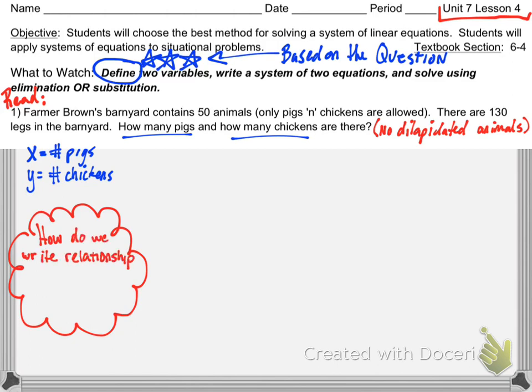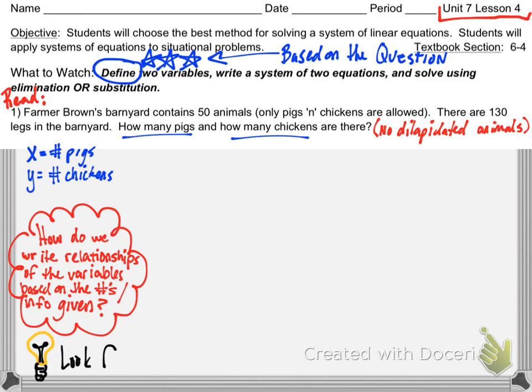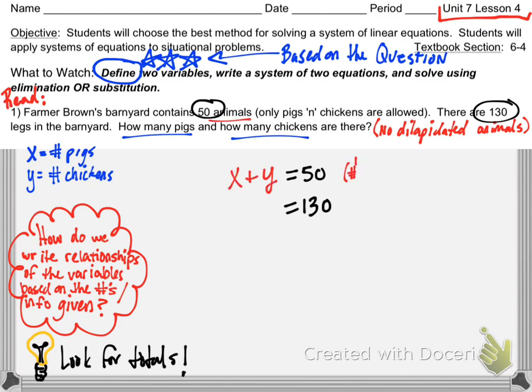Now, we ask ourselves, how do we write relationships of variables based on the numbers or the info given? So sometimes one variable will depend on another. Other times we can look for totals. In this case, we want to look for totals. In some way, combine the variables to equal those totals. So there's 50 total animals, and it says there's 130 total legs. Well, since we've defined our x and y to be number of pigs and number of chickens, number of pigs plus number of chickens gives us the 50 total animals.